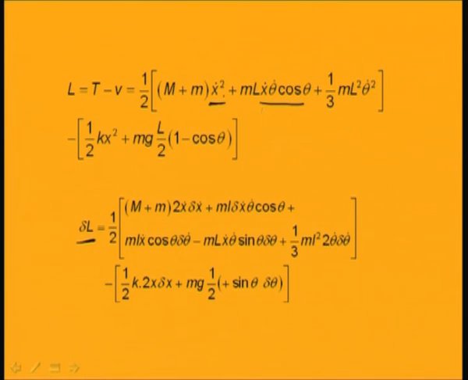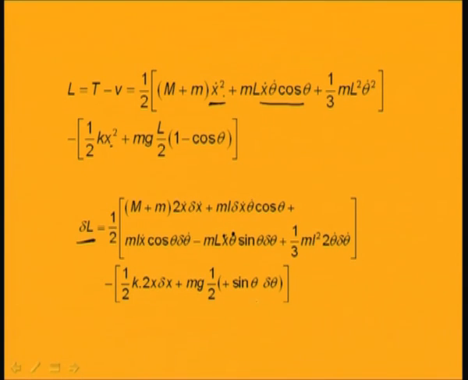So you can write this as m L delta x dot into theta dot cos theta, plus now you just take m L x dot into delta theta dot into cos theta, and the third term will be the differentiation of cos. So it becomes minus m L x dot theta dot sin theta delta theta, and for this it becomes 1/3 m L square. So this becomes 2 theta dot delta theta dot, and for these terms this becomes half k into 2 into x into delta x plus mg into half.